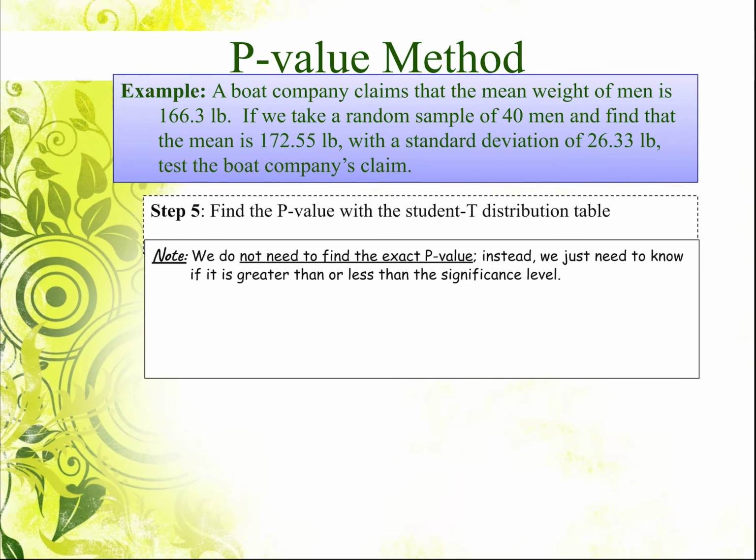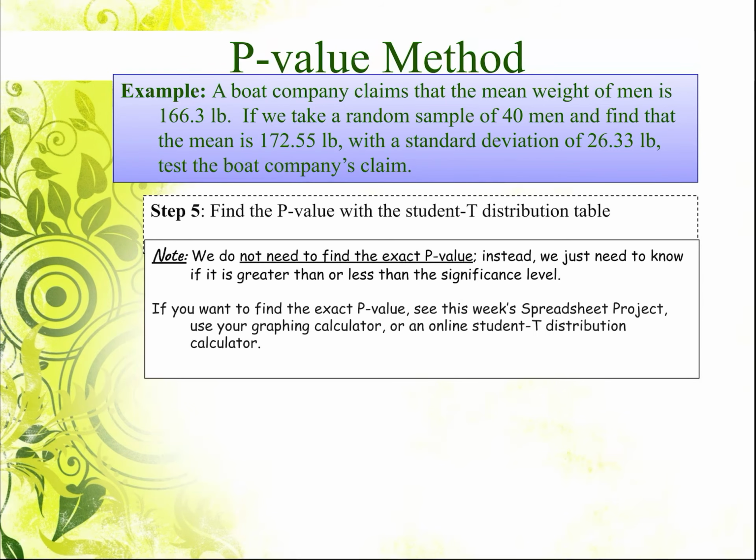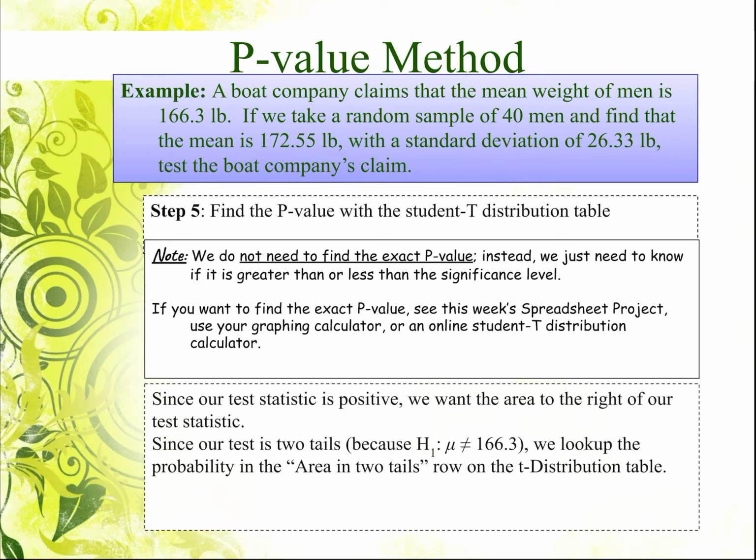When we're doing the p-value method, we need to find the p-value that corresponds to that test statistic. So using the p-value with the student t-distribution table. A quick note on the student t-distribution table. If you're using the table and you're not using your graphing calculator or a computer, don't worry about finding the exact p-value. We just want to compare the p-value to the significance level. If you want to find the exact p-value, you can use our spreadsheet in this week's project, or you can use your graphing calculator or an online student t-distribution calculator.